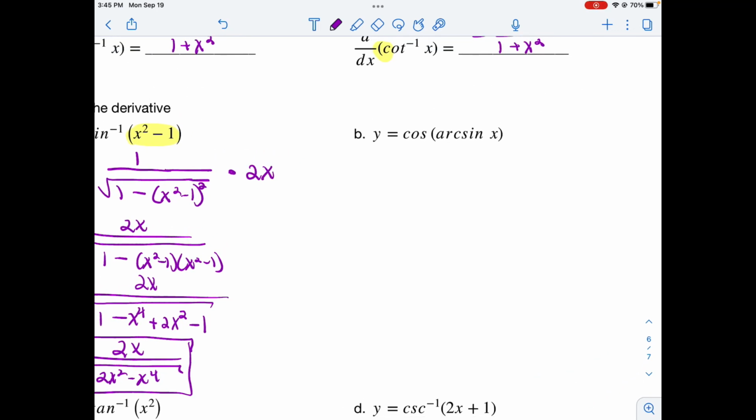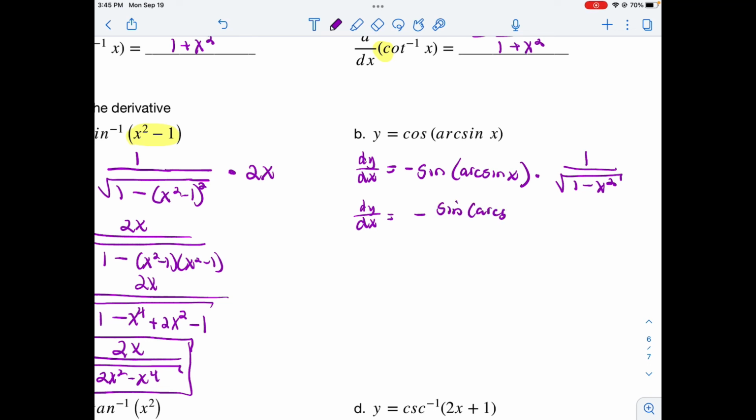Okay, here's another one. I'm looking at my most outside function, which is cosine. So I'm going to start by taking the derivative of cosine, which is negative sine, and just copy down my inside function. And then I'm going to multiply it by the derivative of the arc sine of x, that's just another notation for the inverse of sine. And then I have no more inside function. So now multiplying straight across, I get negative sine of the arc sine of x divided by the square root of 1 minus x squared.